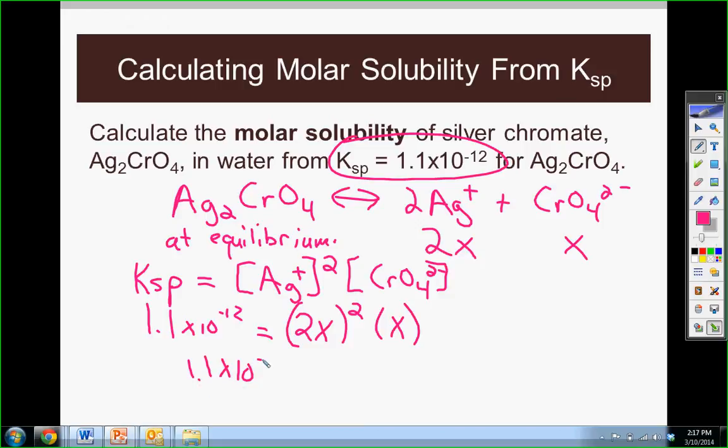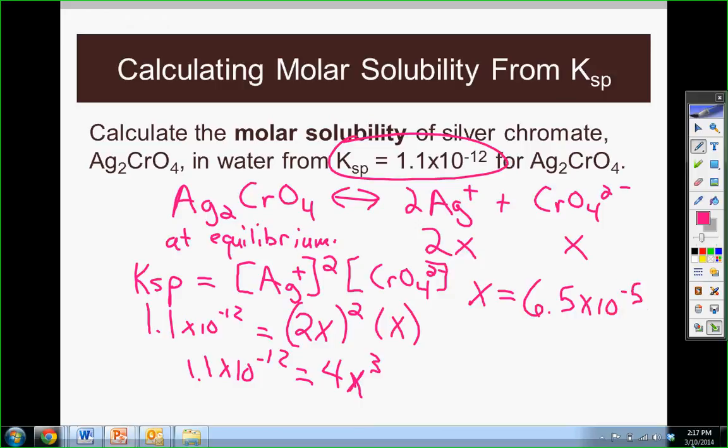1.1 times 10 to the negative 12 equals what? 4x cubed. All right, what does x equal? 6.5 times 10 to the negative fifth.